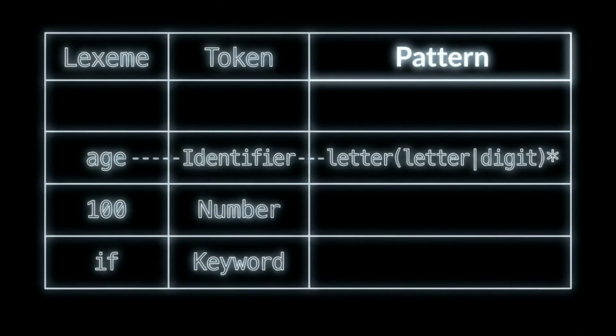This table shows exactly how that generation works. The lexeme is the actual text written in the source code, like the word age, the number 100, or the command F. The token is the abstract category that text belongs to: identifier, number, or keyword.